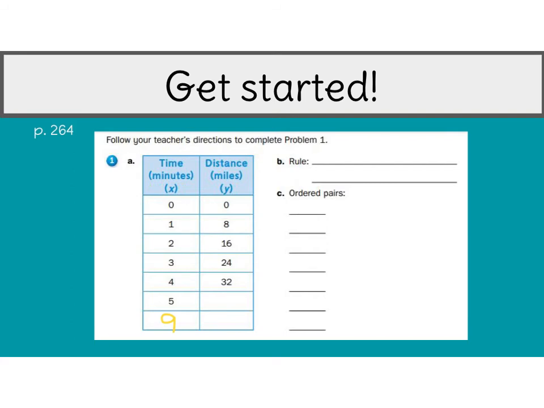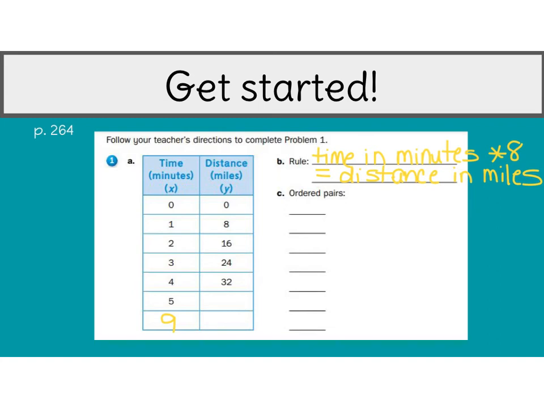So for the rule, we're going to write time in minutes times 8 equals distance in miles. And so you should be filling this in as we go here. All right, now use that rule to find the distance that the airplane traveled in 9 minutes.